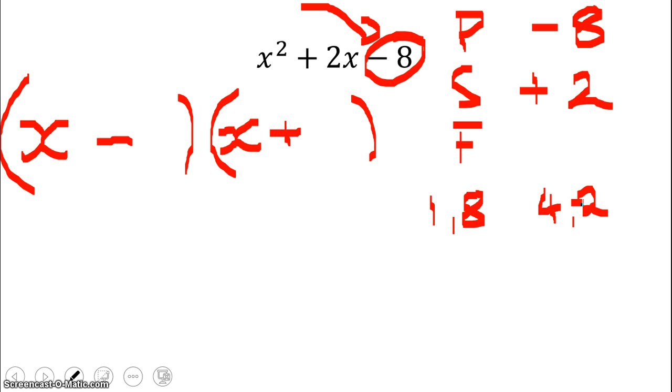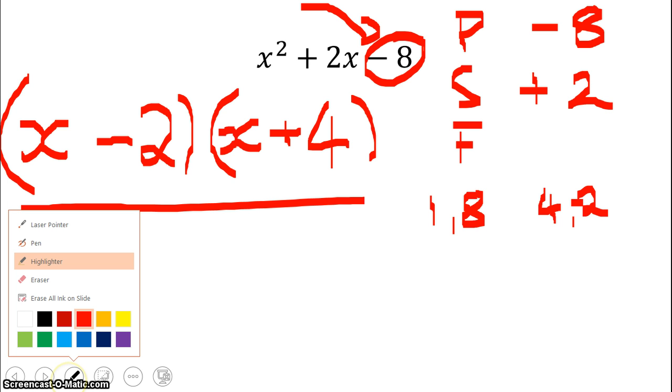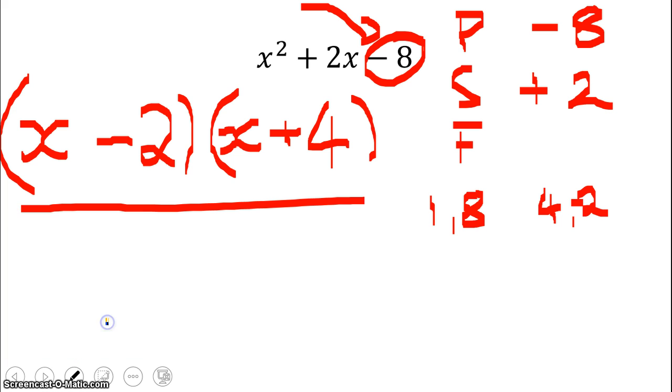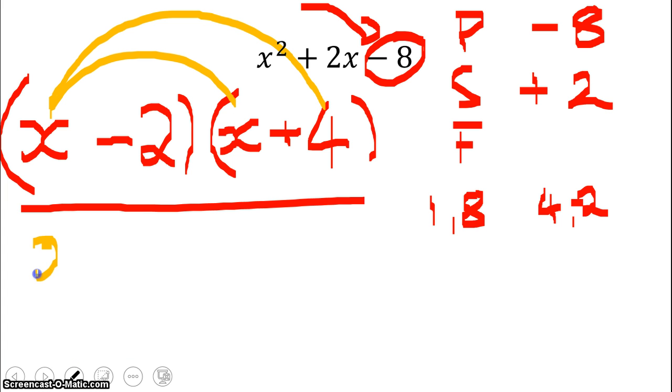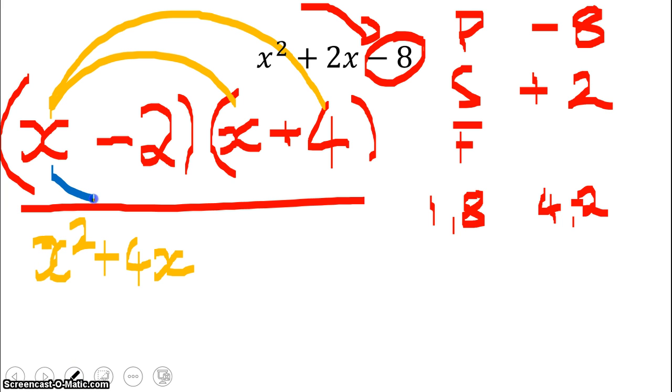So I'm going to put the 2 first, because it's the negative, and I'm going to have 4 as my other one. Once again, we're just going to go through and do the expansion just to make sure we got it right. Nothing worse than doing a question, not checking your answer and getting it wrong. So we get x squared plus 4x, and we're going to do the minus 2, so minus 2x. Minus 2 times 4 is minus 8.